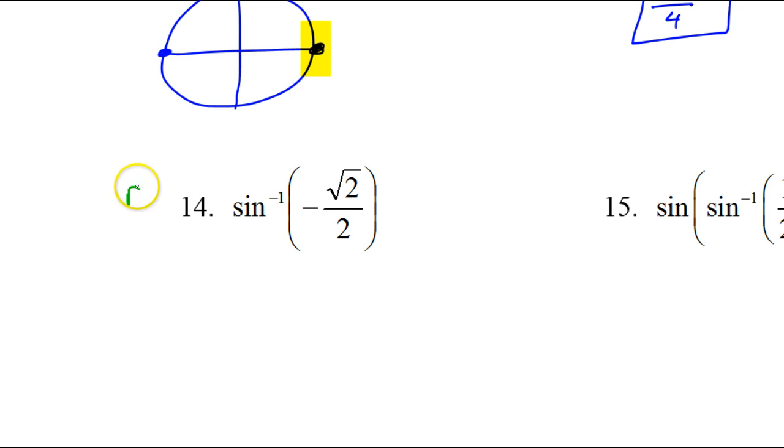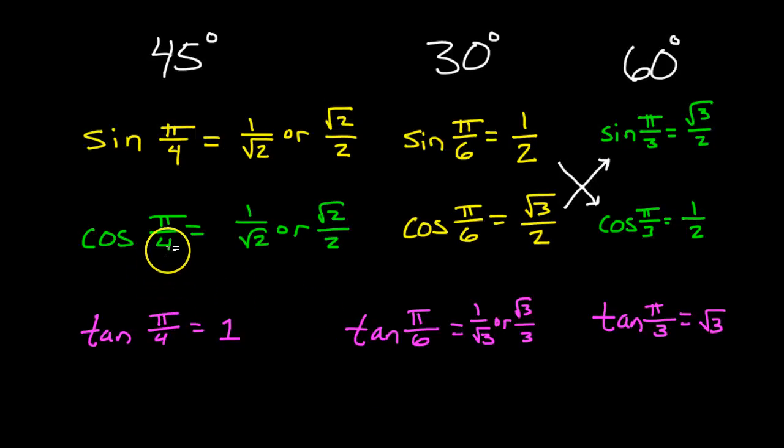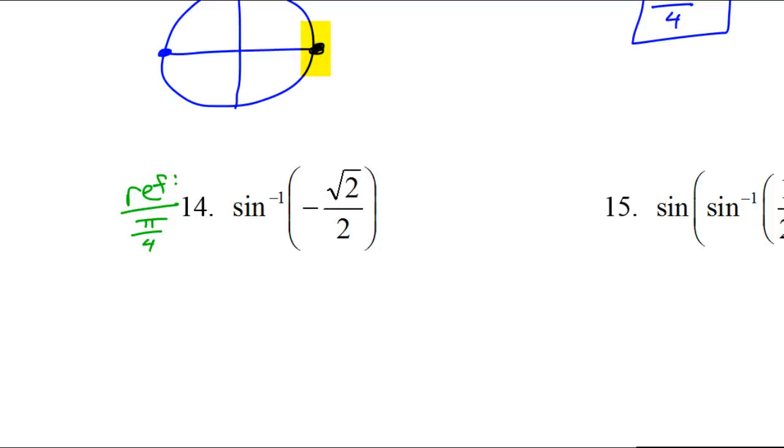Alright, what I have discovered so far is the reference angle though. The real answer may or may not have pi over 4 in it. So this is one of the things we've memorized. The sine of pi over 4 is 1 over radical 2, or radical 2 over 2. So that's where I'm getting the pi over 4 from. But that would be positive radical 2 over 2.